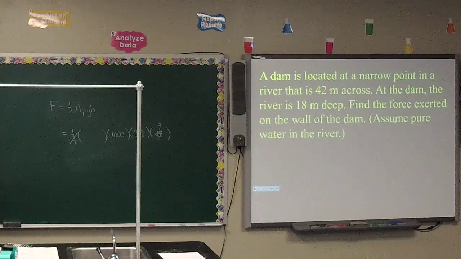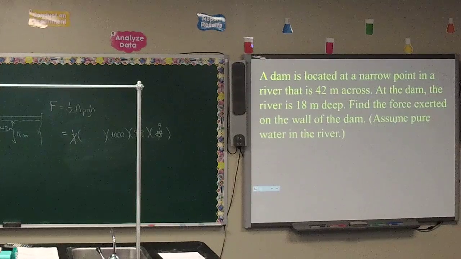But we need to figure out the area of the wall of the dam. So we're looking at it from the fish's perspective. Here's the side of the river and the other bank of the river. It's 18 meters deep, and that area goes all the way to the top of the dam. And the dam stretches a width of 42 meters from side of river to side of river.